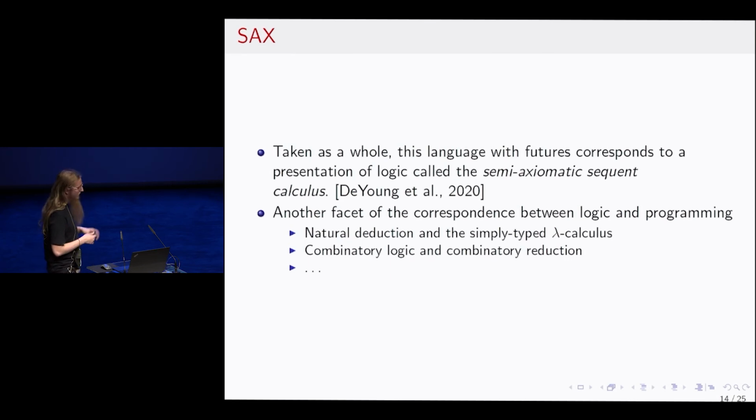But taken as a whole, when we have all of these together, this language with futures corresponds to a presentation of logic called the semi-axiomatic sequent calculus, which is from recent work by some of my collaborators and myself. And this is another facet of the correspondence between logic and programming. So just like we can get from natural deduction to the simply typed lambda calculus via interpreting proofs as programs, similarly, we get the same kind of relationship here, which is why I justify this as logically founded.